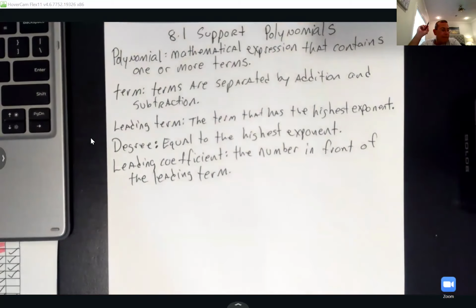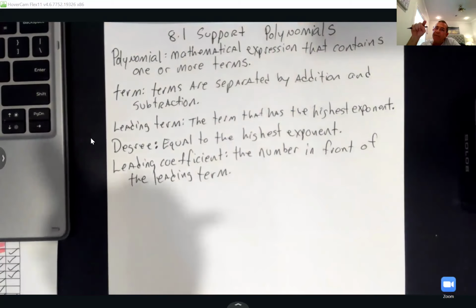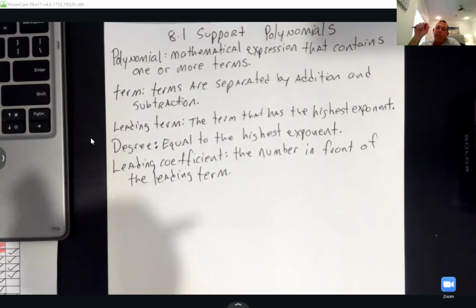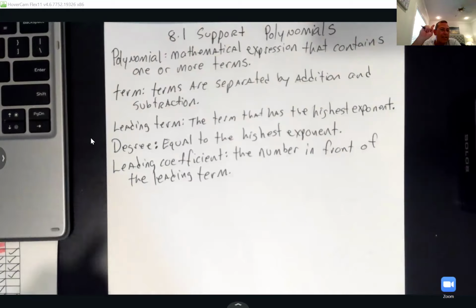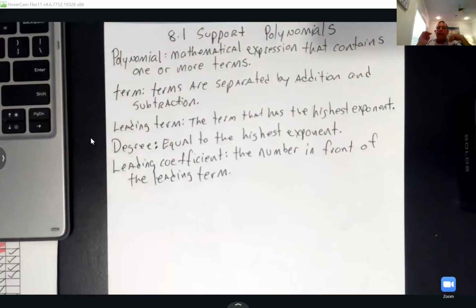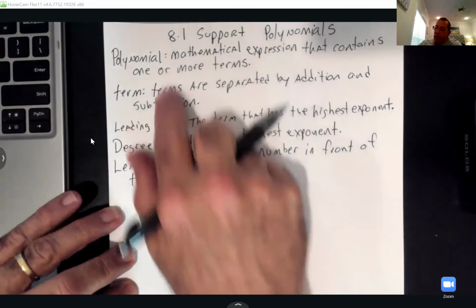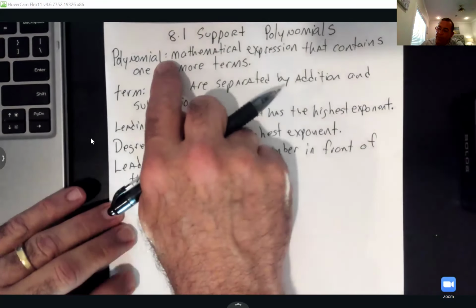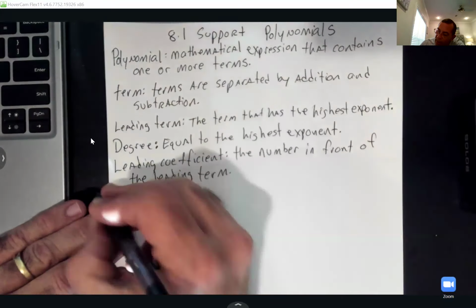Now remember this, if it does not have a number in front of that variable, then the leading coefficient is a 1. So anytime there's not a number there, we gotta treat it like a 1, okay? So these are some definitions we're going to look at on the parts of the polynomial.